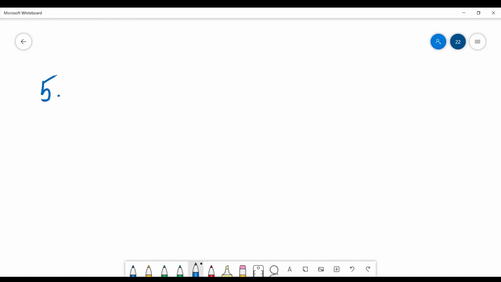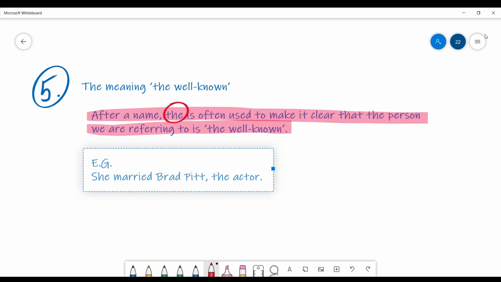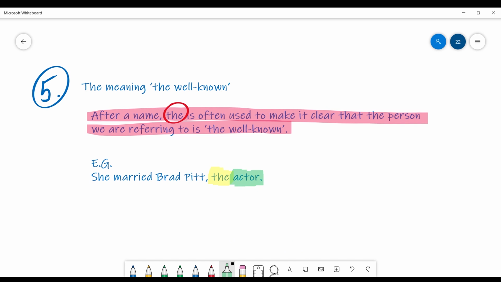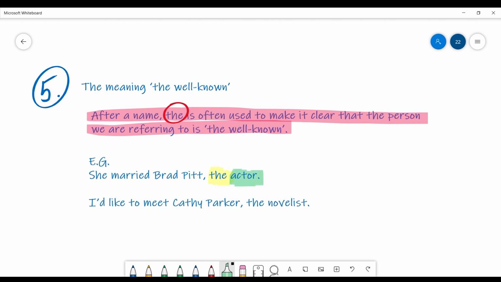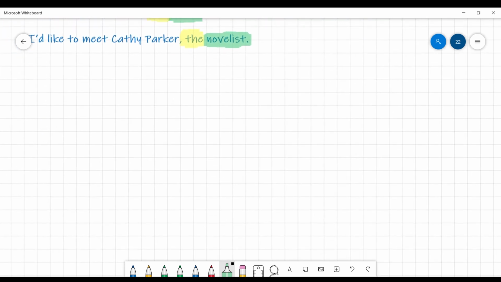Okay, very good. Let's move on and look at rule number 5 here. When the meaning is well-known, after a name, the is often used to make it clear that the person we are referring to is well-known, like a star. And in this case, we're using the article the again. As for example, she married Brad Pitt, the actor. We are using the article the in the beginning of actor because we mean that the actor is famous, he is well-known, right? The same about the next one. I'd like to meet Katie Parker, the novelist. Yeah, the one who is famous, the well-known novelist. Therefore, the article the.